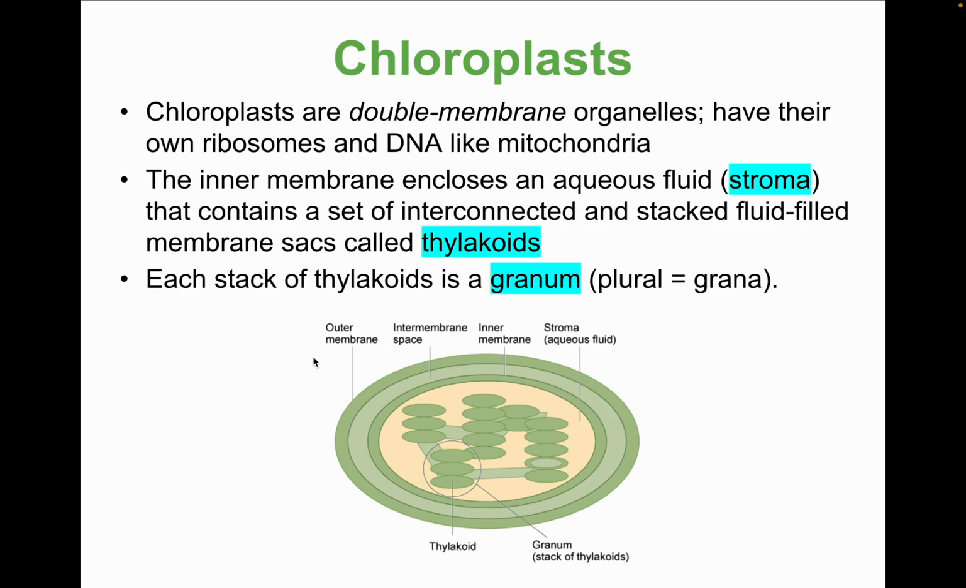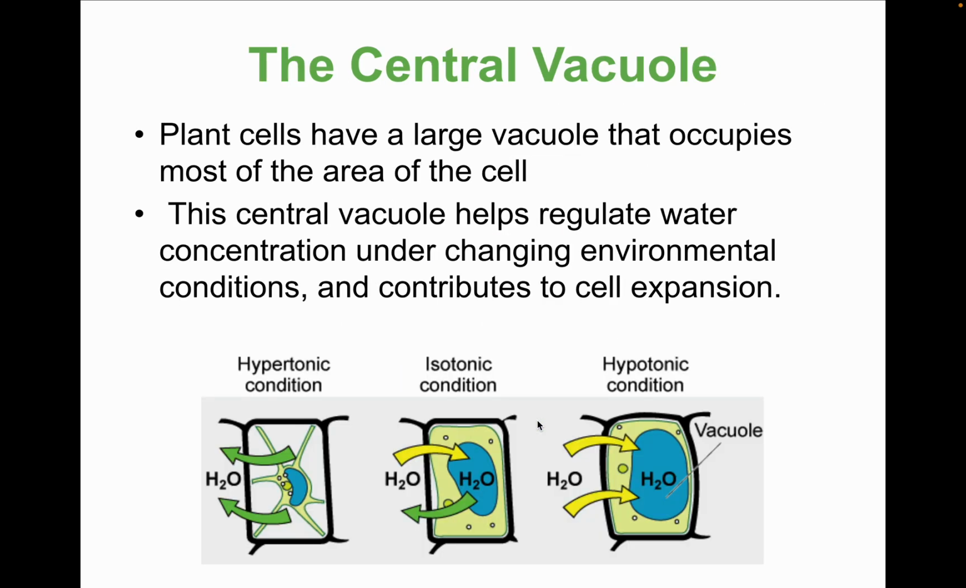As you can see here, this is a diagram of a chloroplast. The yellow part is the stroma, which is the fluid. And it contains a set of interconnecting stacked fluid-filled membrane sacs called thylakoids. I always see those thylakoids as like Mentos, the candy. Each individual piece of candy is a thylakoid, and when you stack them together, they form something called a granum. So this small circle is a thylakoid, and this entire stack is called a granum. The plural for granum is grana, so there are multiple grana in this chloroplast.